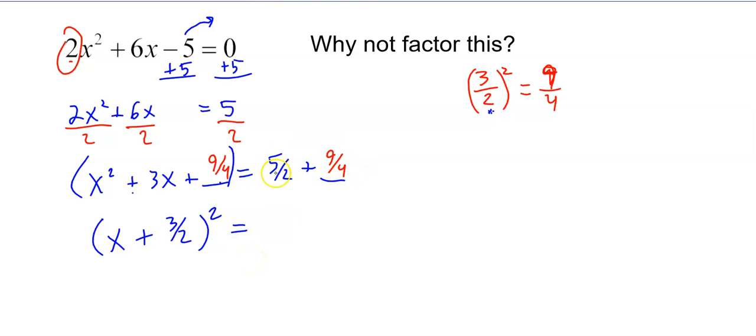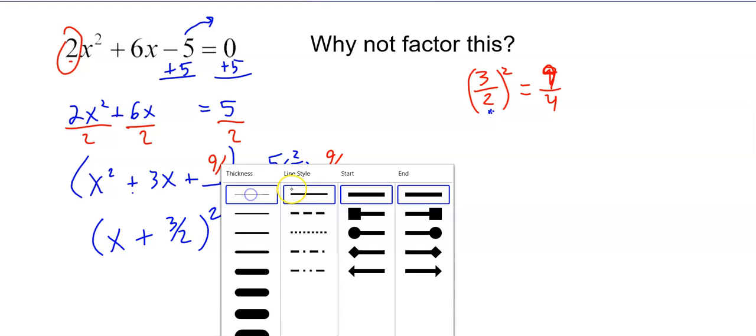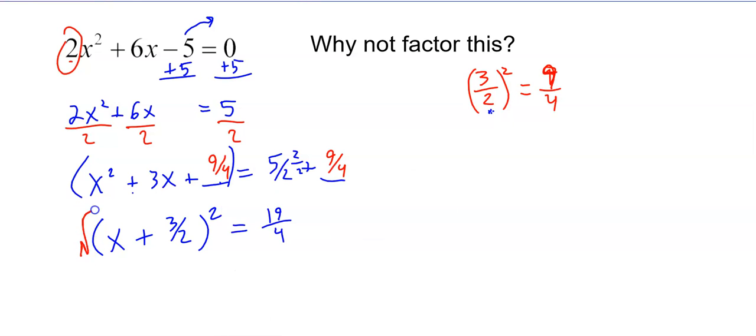In order to add these two fractions together, I need the same denominator. So I'm going to multiply the left-hand term by 2/2, so I have the same denominator, 4. So now I have 10/4 plus 9/4, which is 19/4. Now you're going to take the square root of both sides, because this is that form we like. This has some fractions in there, but it's not too bad.